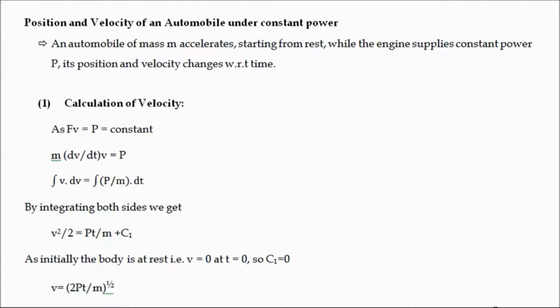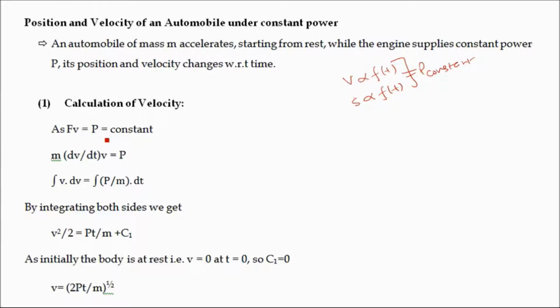Position and velocity of an automobile under constant power. In this section we will check that if a body is under constant power, then how its velocity and position change with respect to time. Basically we will find the velocity as a function of time, and similarly the position as a function of time, under the condition of constant power. So let's start, and first we will calculate the velocity.